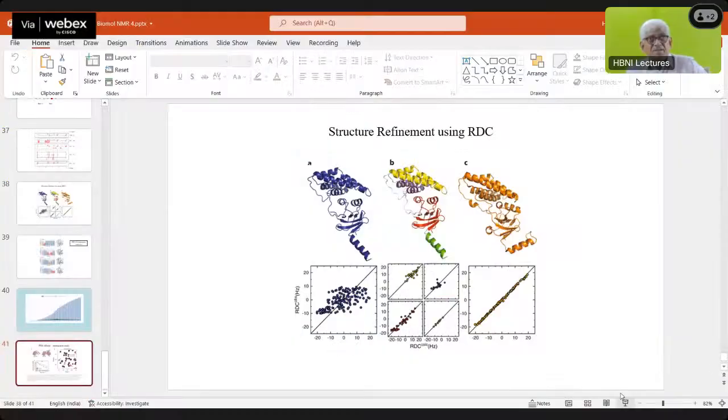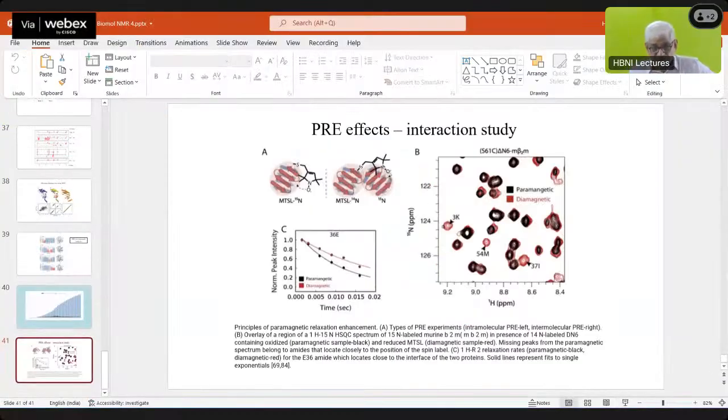Okay, so with that we conclude this section, and we have seen the various ways in which one can calculate the structure of folded proteins, and calculate the interactions between folded proteins. Now we go over to more challenging systems.